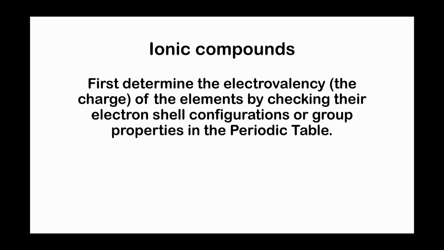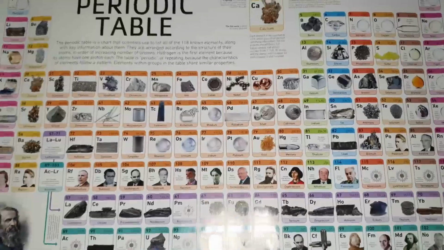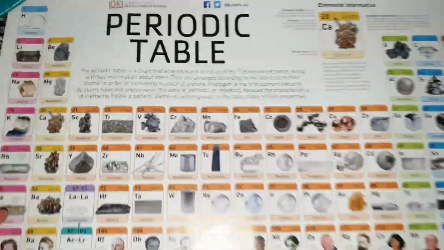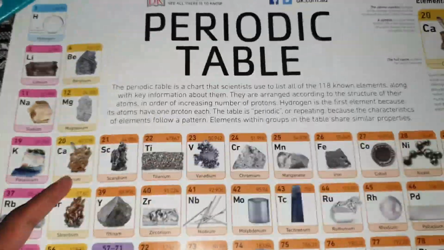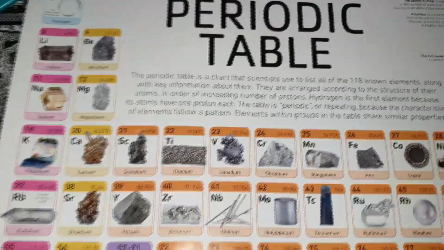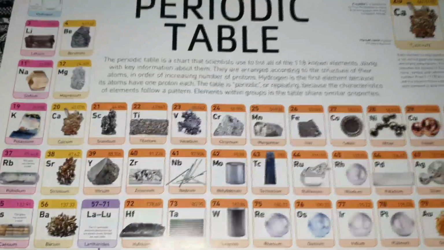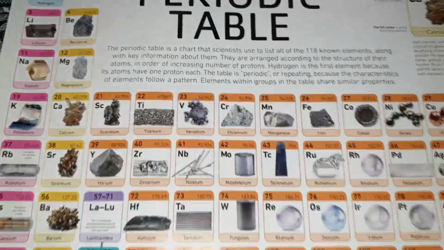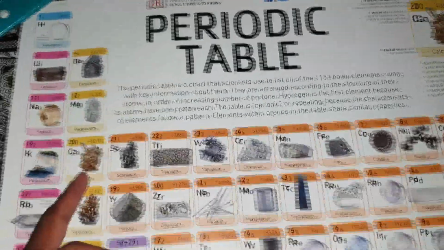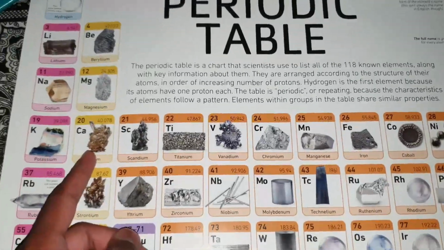Determine the electrovalency of the elements by checking the periodic table or the shell configuration. Alright, so we want to create an ionic compound using calcium and chlorine. If we move on here to the periodic table group 2, we can see that calcium is a group 2 element, and we know that group 2 elements have 2 valence electrons in their last or outermost shells. That means when they combine with other elements, they give out those last 2 electrons.